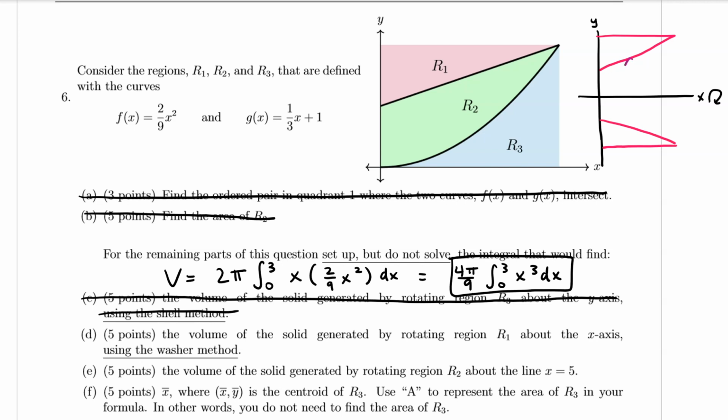So if I'm rotating about the x-axis, my washer is going to look something like that, and it's going to have a little bit of thickness to it. It looks like a little peach ring or a donut, whatever you want to call it. And the thickness of that is delta x or dx.